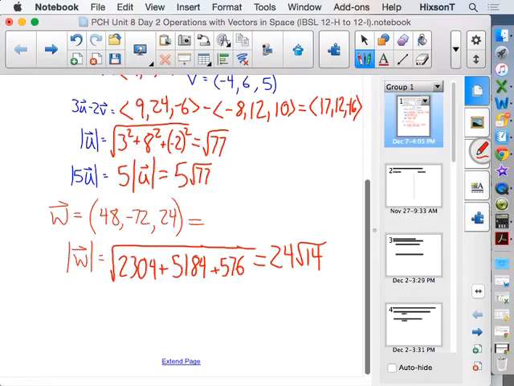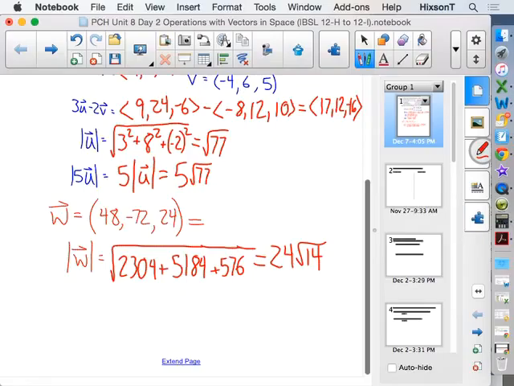But we're getting some big numbers, and simplifying the radical, if your calculator doesn't do it for you, can be kind of a pain. We can get there a little easier by rewriting W. Can someone see a way where I could rewrite W as a scalar multiple of something else?